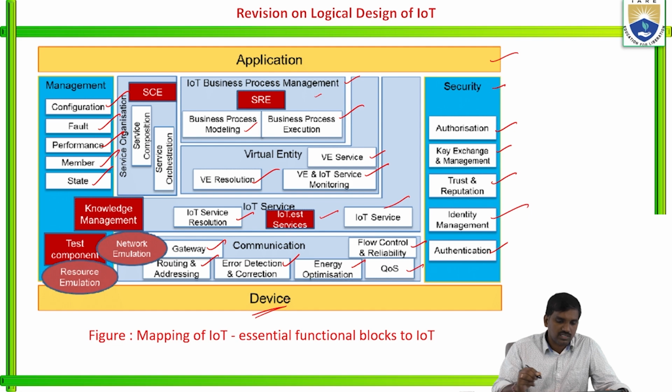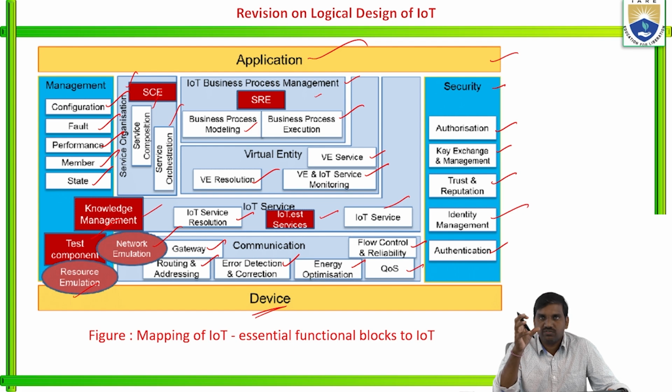So these are some application parts here. This is under the device, so this is the application based on the device. We have different specifications, also service organization, service composition and service orchestration. These are the different applications we are going to use with the help of IoT functional blocks. Then knowledge management, test components, resource emulation, network emulation, and different specifications. So this is the mapping of IoT device to the essential functional blocks of IoT.